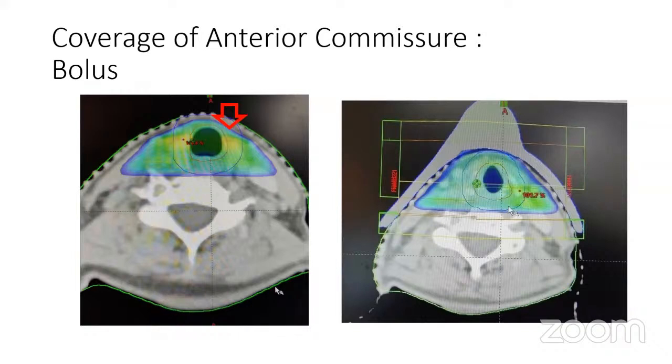So you see in the slide on the left, you've got quite a big dip in coverage of the PTV, which is compensated by using the bolus on the slide on the right side. And I know that there was a question on the bolus, so I hope that answers your question.